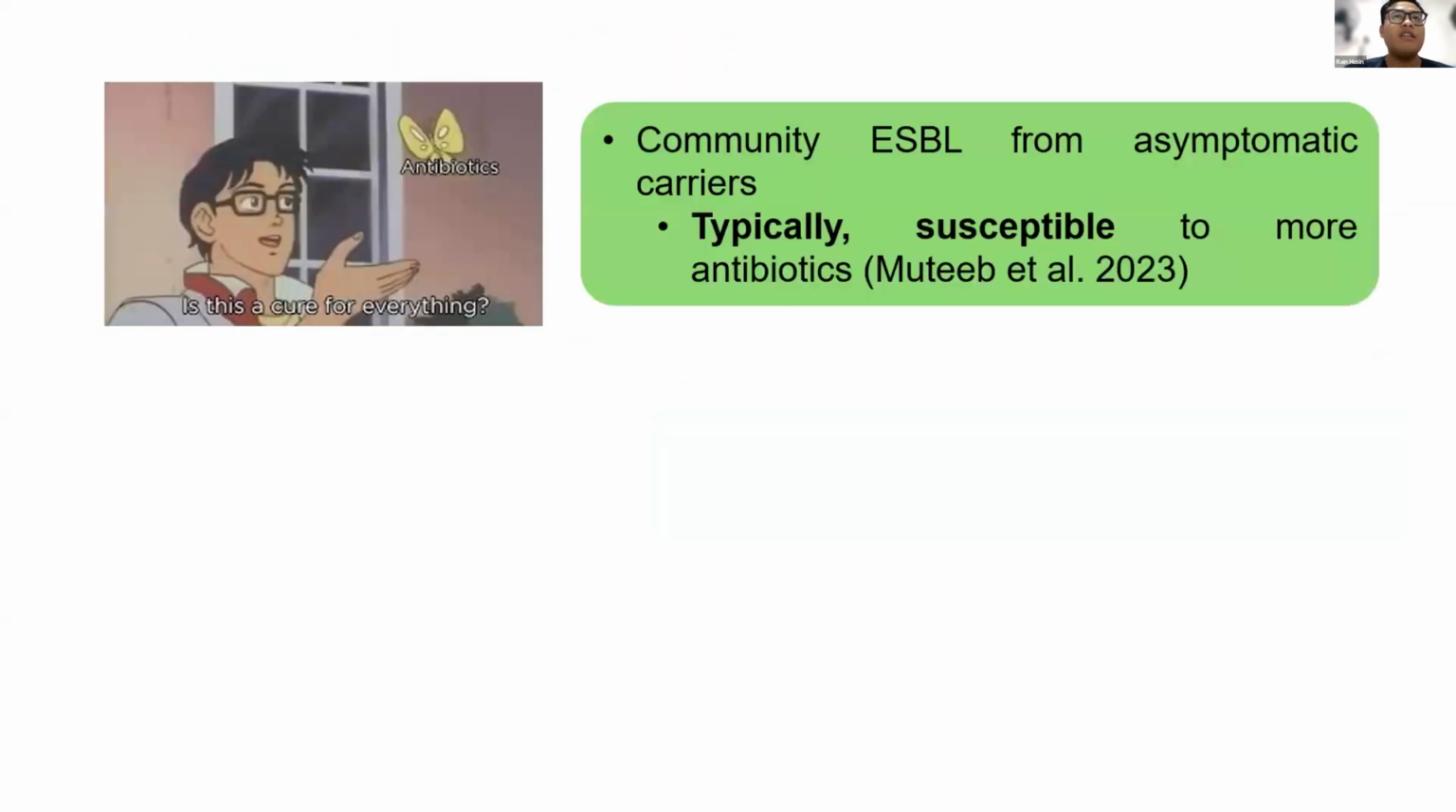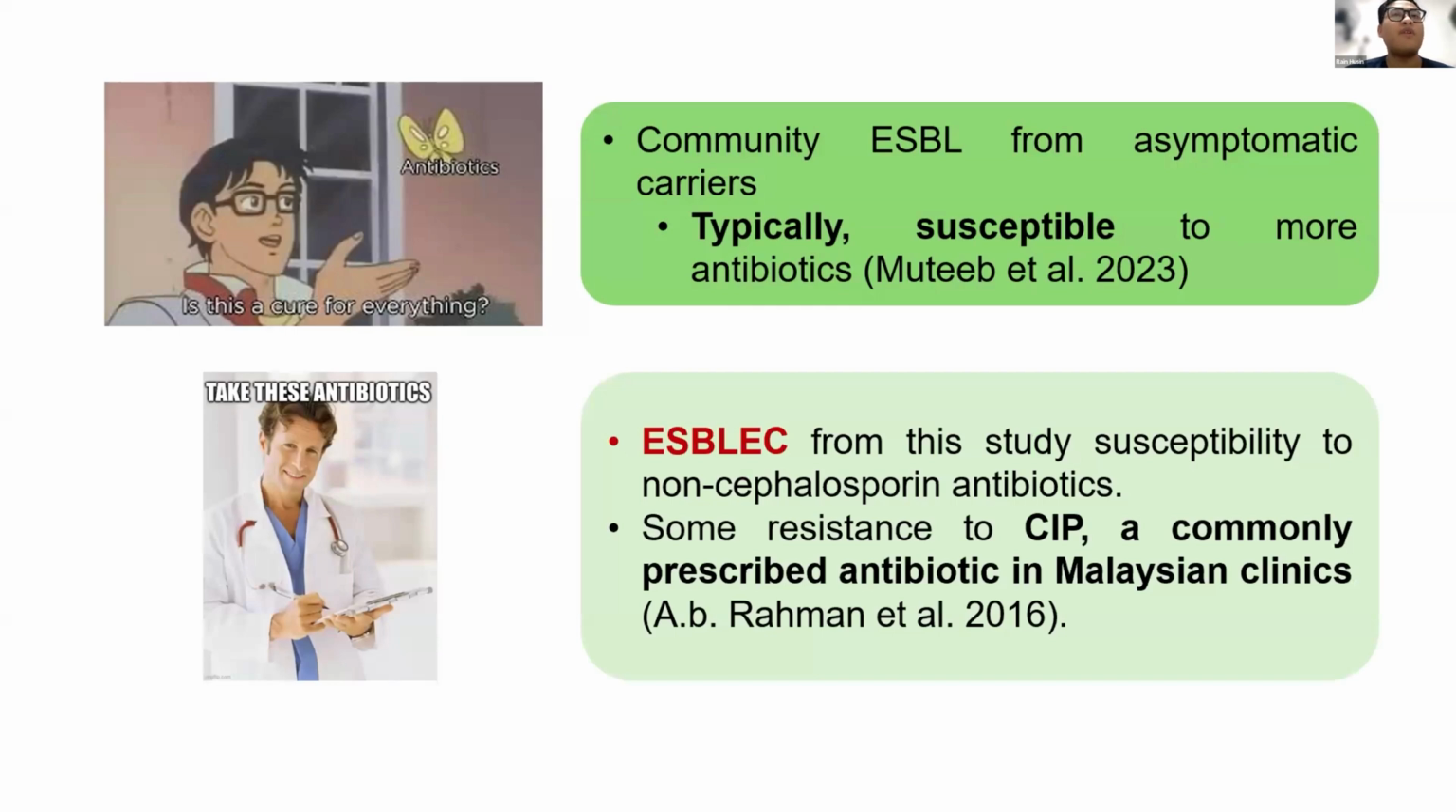Usually, strains collected from the community are typically susceptible to more antibiotics. This also mimics our result, where we found that the ESBL-EC from this study is still susceptible to the non-cephalosporin antibiotics, but some show resistance to ciprofloxacin, a very commonly prescribed antibiotic in Malaysian clinics.